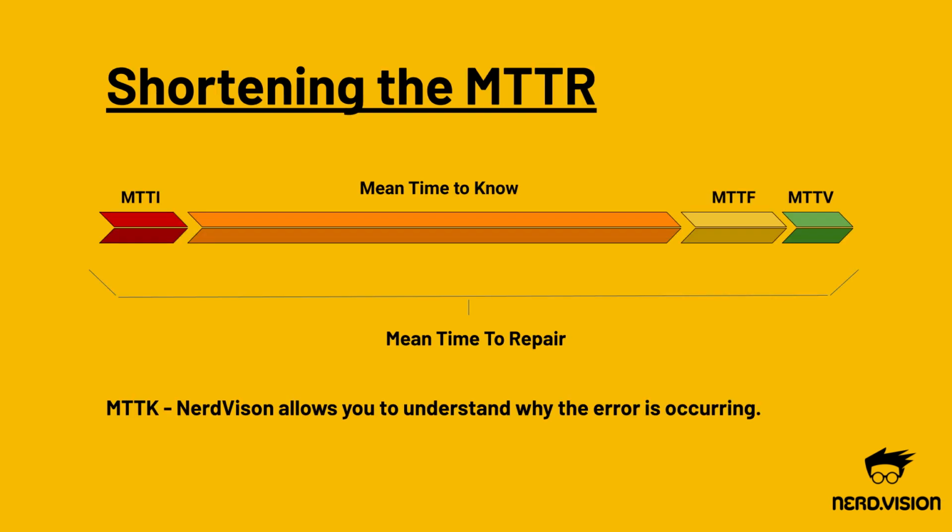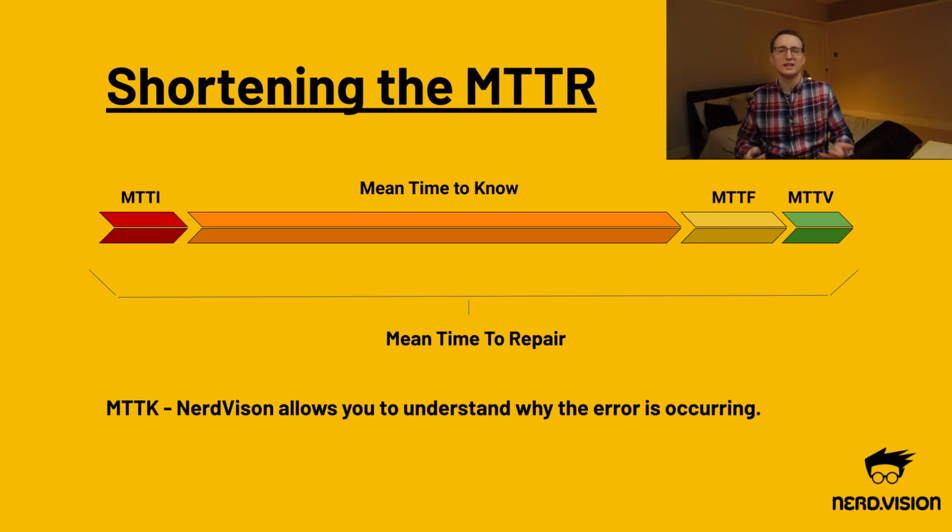If you're at all bothered about the health of your CI/CD pipeline, then you'll be wanting to greatly reduce the time it takes you to repair your application. The most time-consuming part of this process is the mean time to know. This can be reduced by about 80% using NerdVision. Many of our customers have dramatically reduced their MTTK from days to hours. This is especially the case when their pipelines are suboptimal.